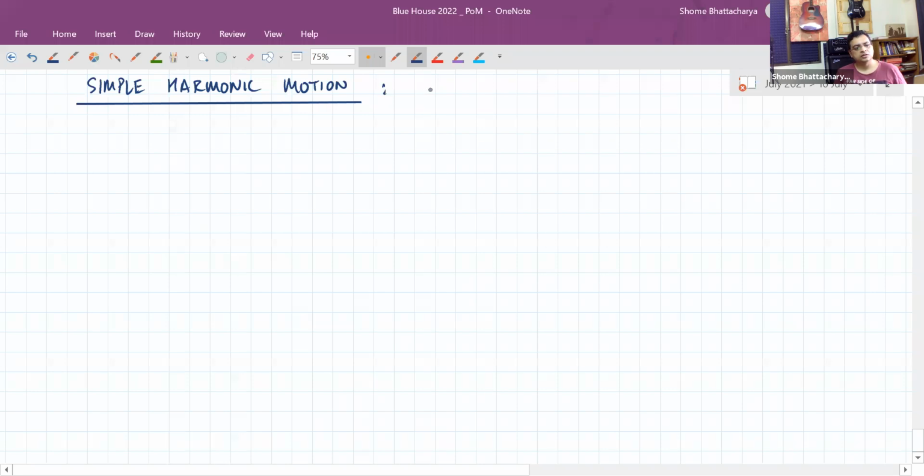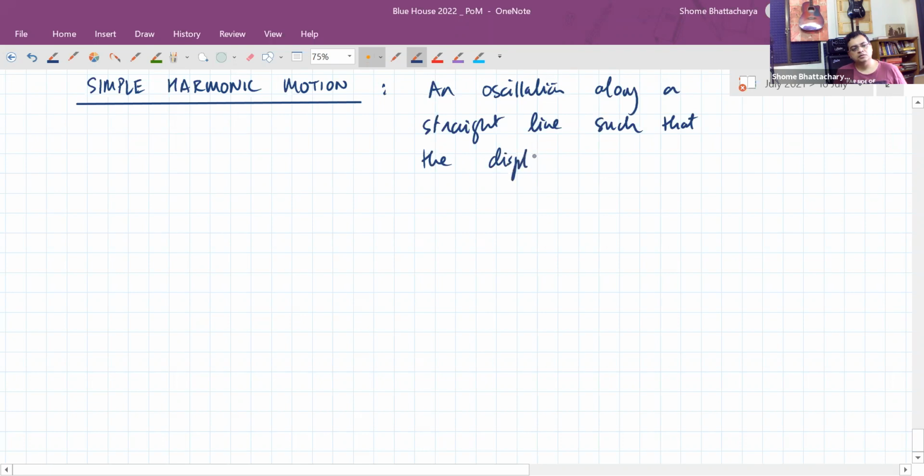So it is an oscillation along a straight line such that the displacement varies with time sinusoidally.